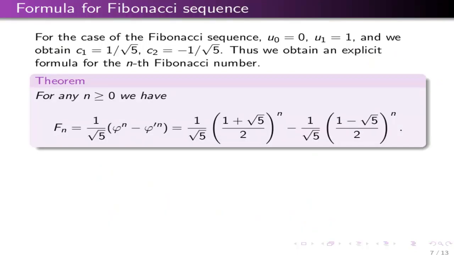Let's apply that to the Fibonacci sequence. So in the Fibonacci sequence, U0 is 0, U1 is 1, and then from the formula we just looked at, C1 is 1 over root 5, C2 is negative 1 over root 5, and thus we get an explicit formula for the nth Fibonacci number. So f sub n is 1 over the square root of 5 times phi to the n minus phi prime to the n, which is really kind of a strange looking formula because these are whole numbers.